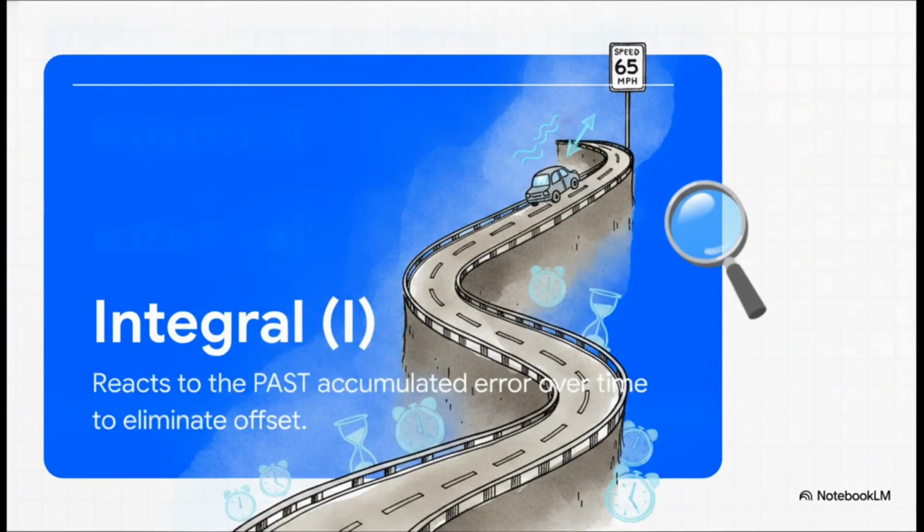Next up is I for integral. While P is obsessed with the present, I is looking at the past. It reacts to accumulated error over time to eliminate what we call sustained offset. Imagine you're driving up a really long, steep hill. The proportional response might give you enough gas to almost reach 65 miles per hour, but gravity is stubborn and it keeps you stuck at 63. So you have this sustained offset. The integral component notices this. It goes, hey, we've been 2 miles per hour too slow for a full minute now, and it slowly adds more and more output until it finally nudges you perfectly up to 65.